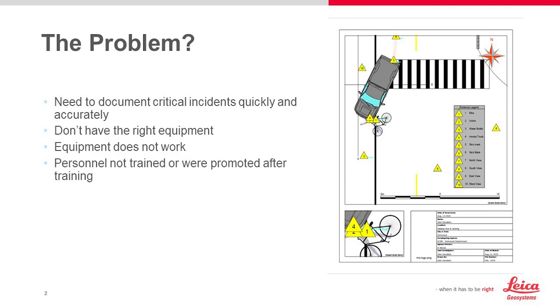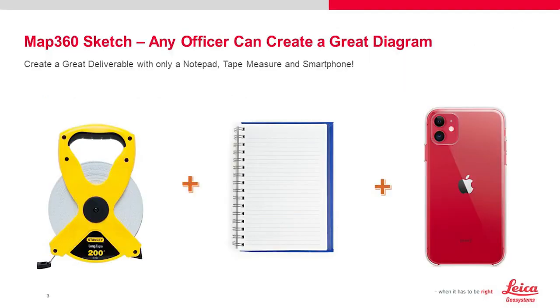So what we're going to do today is create a diagram like this. We're going to do car versus bike, and we're really going to show you how you can do that without any equipment. Just a tape measure, a notebook, and your phone, and you should be all set.